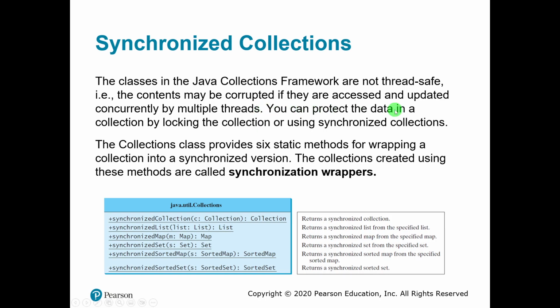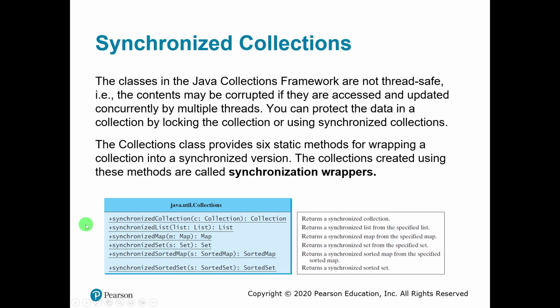But you can protect the data in a collection by locking the collection or using a synchronized collection. So there are 6 static methods for wrapping a collection into a synchronized version. A collection created using these methods is called a synchronized wrapper. So we can call synchronized collection and pass it a collection to get a generic collection. And it exists for all these. So if we have a set we want to use, we can wrap it in a synchronized set and create a set that is thread safe.